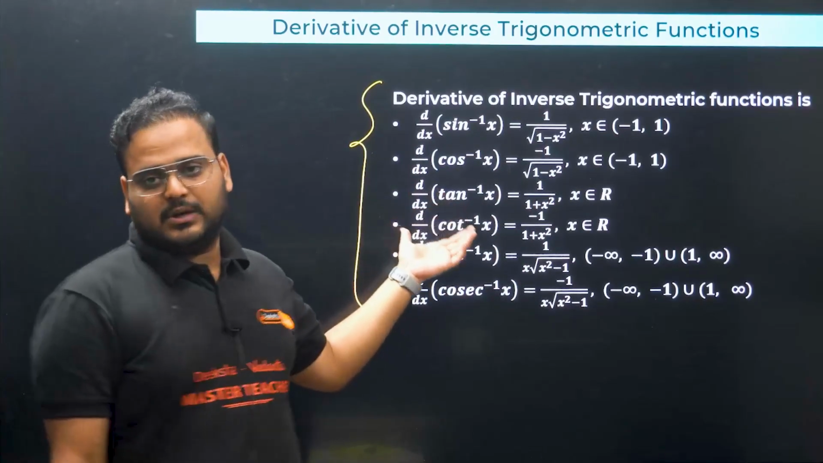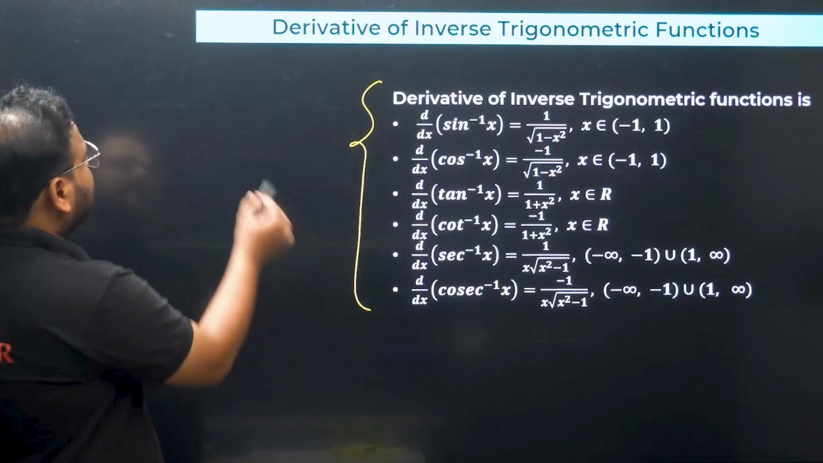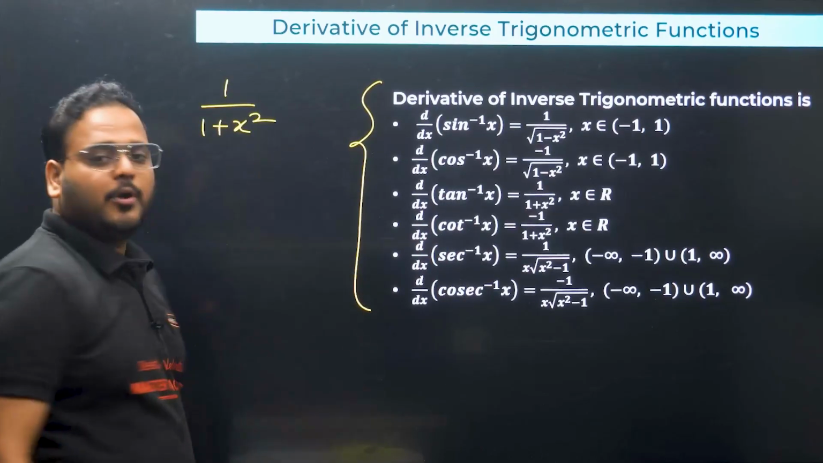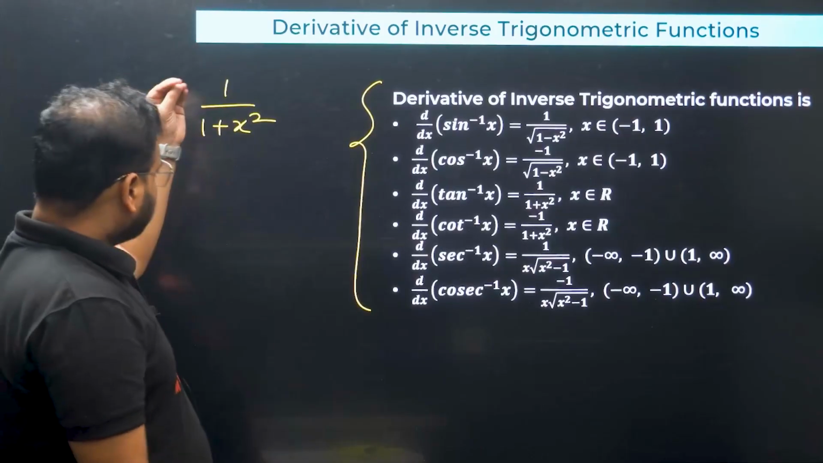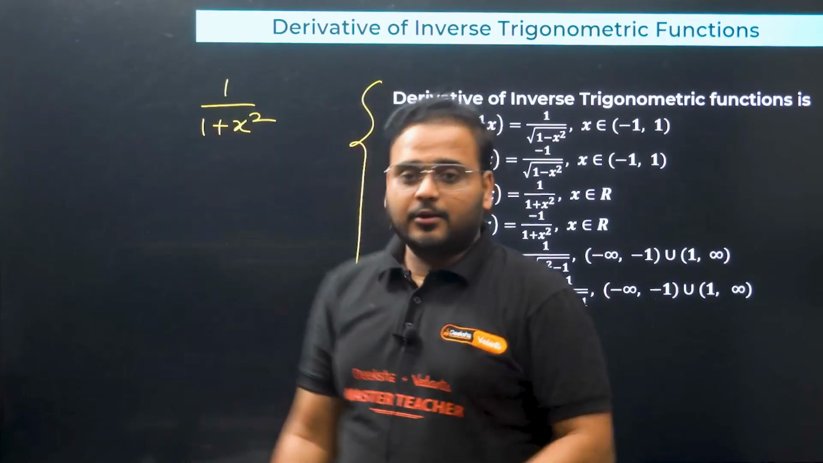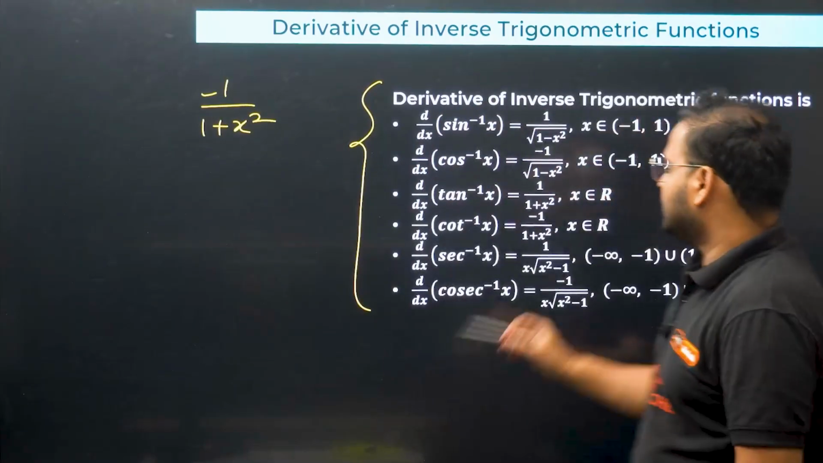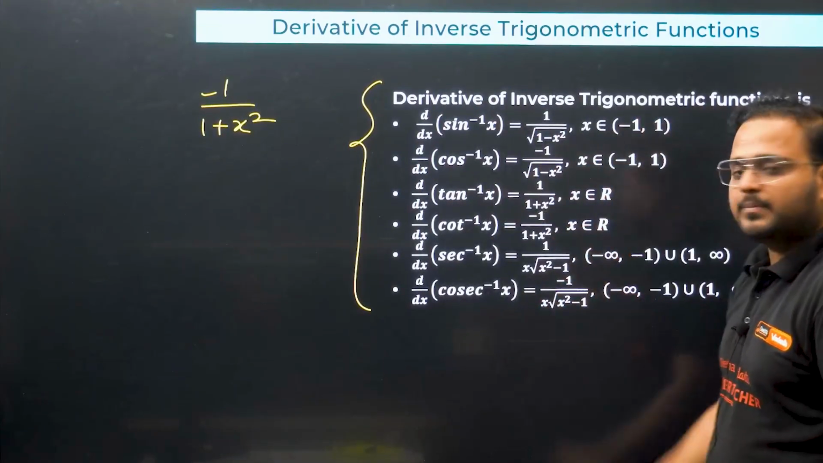Let's go to tan inverse now. For tan inverse, the derivative is 1 upon 1 plus x square. Now in this, if you change the sign of the numerator with a minus sign, it becomes the derivative of cot inverse. Please check: minus 1 upon 1 plus x square.